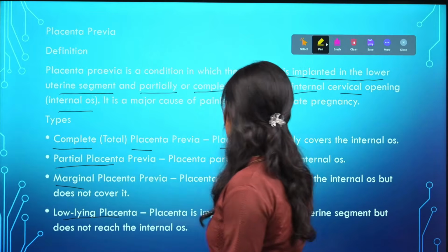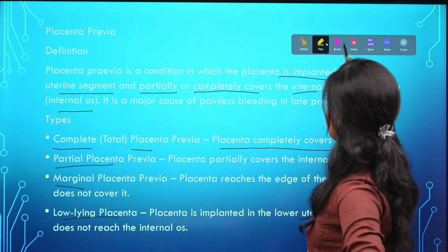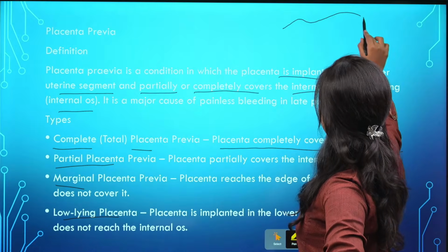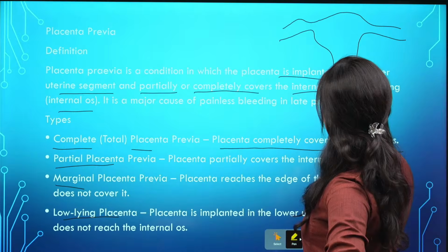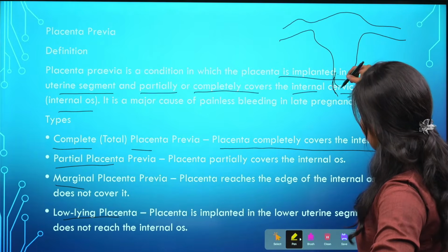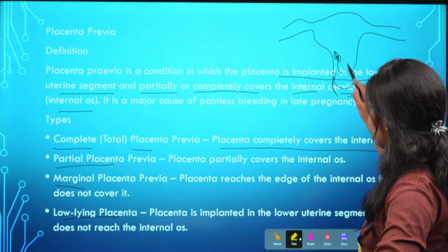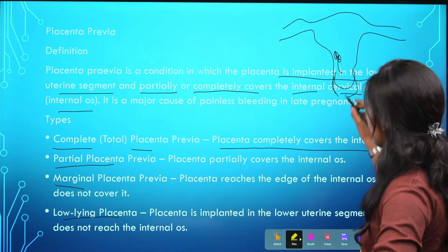Complete means the placenta completely covers the internal os. If the placenta is going to develop here and completely cover the internal os, that is complete. Partial, the placenta partially covers the internal os.